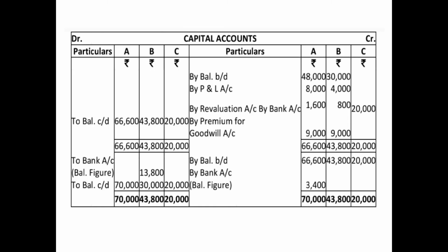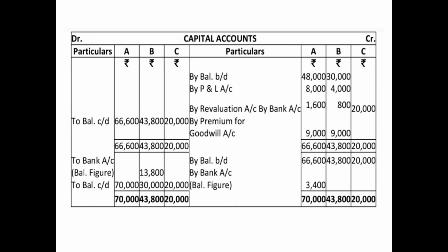So you can see at the end, after writing the brought down balance after the adjustments, we are showing the bank balance brought in by A, that is 3,400 on the credit side, by bank account 3,400, and on the debit side we are showing the amount withdrawn by B, excess capital, that is to bank 13,800. So after doing this capital adjustment, now we will calculate the final closing balance, that is to balance carried down, A 70,000, B 30,000, and C 20,000.